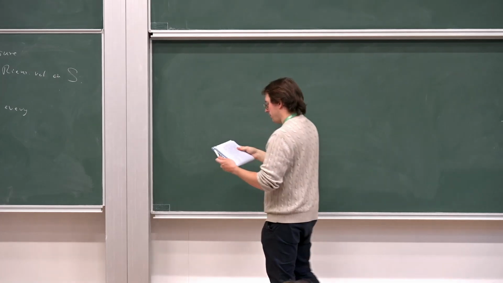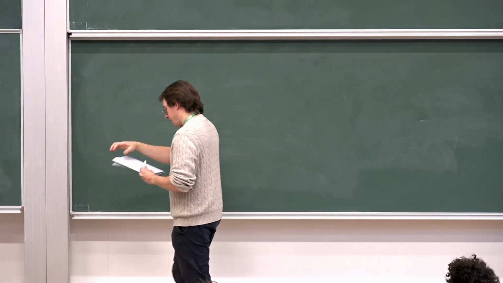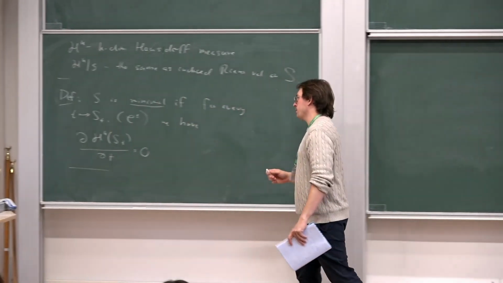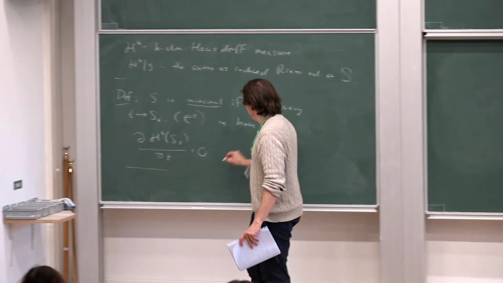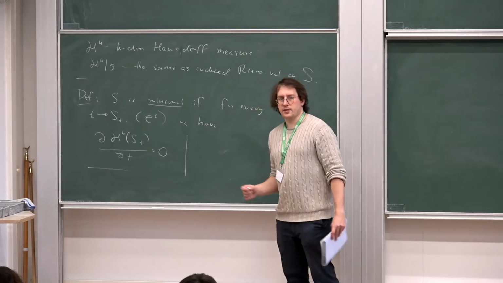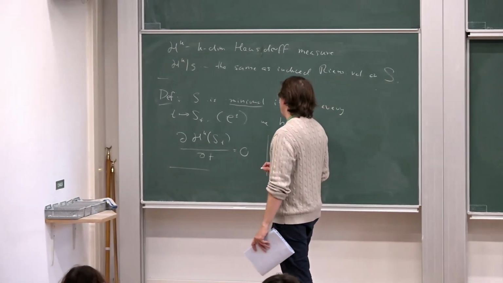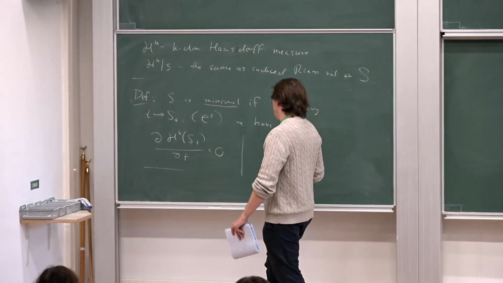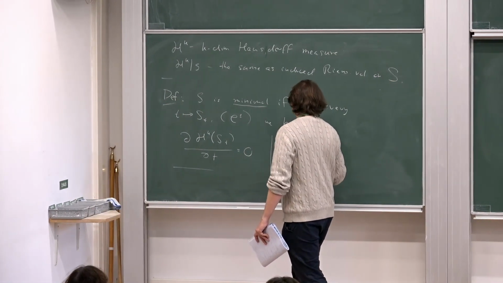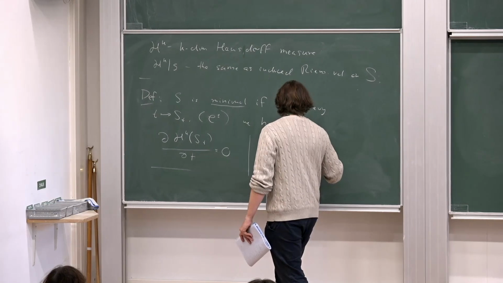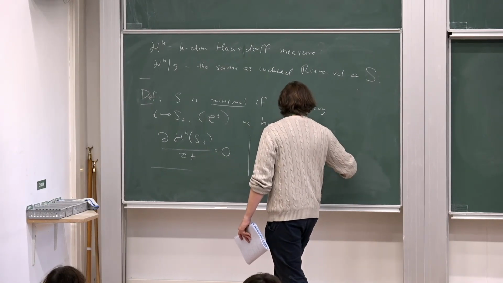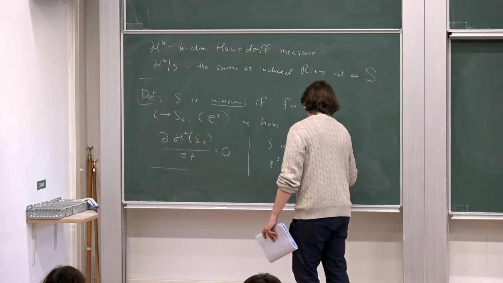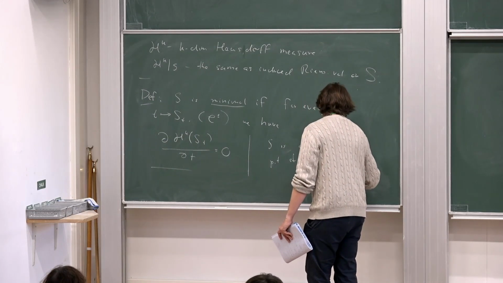So maybe a few remarks are in order. The name minimal might be unfortunate, because this really means that S is like a critical point of the area functional. So maybe the word stationary would be better, but that's what stuck. So I write: S is a critical point of the k-area functional.